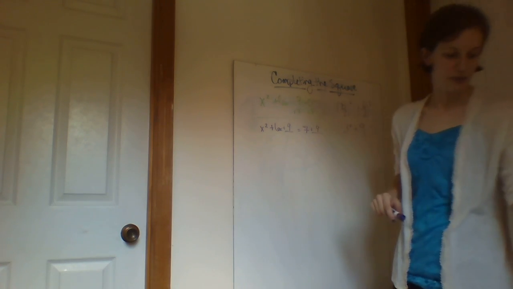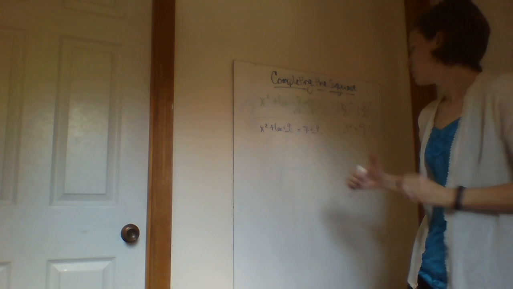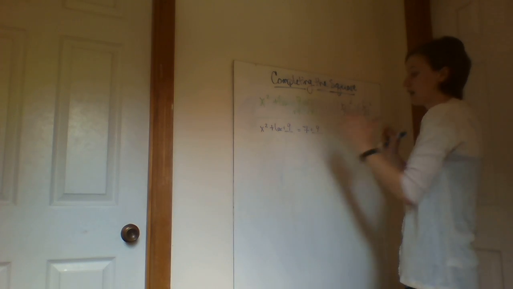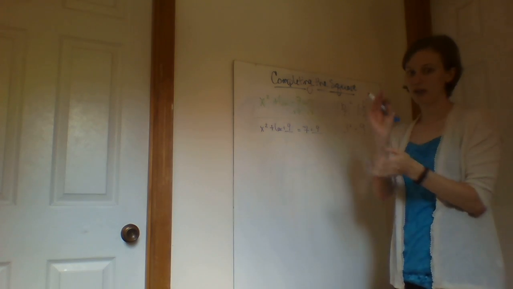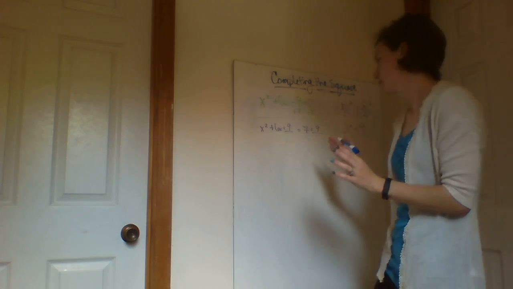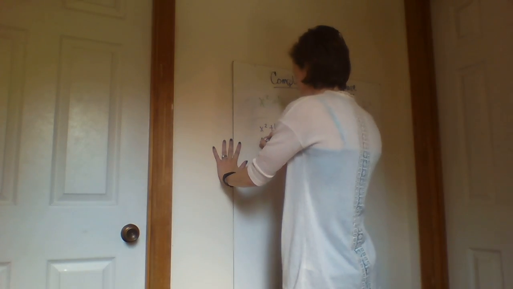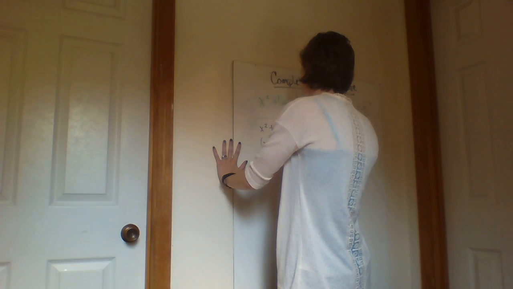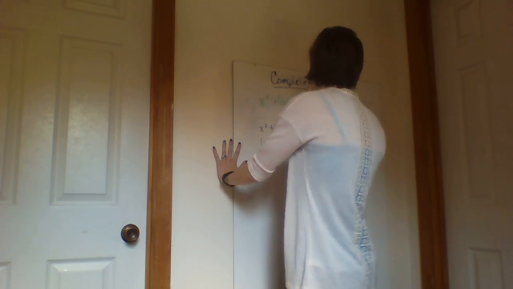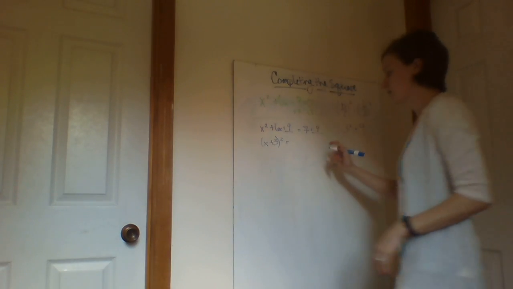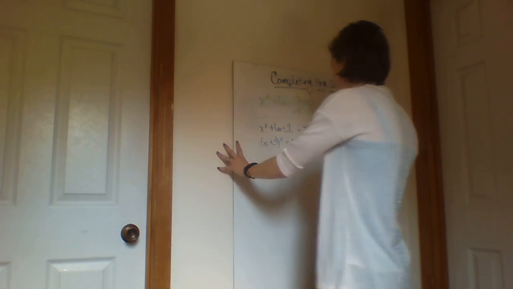So now that that step is done, we now want to put it into our parentheses, our x plus a number, all of that squared. And for us, that'll be x plus 3 squared. And if we combine these, what do we get? We get the number 16.